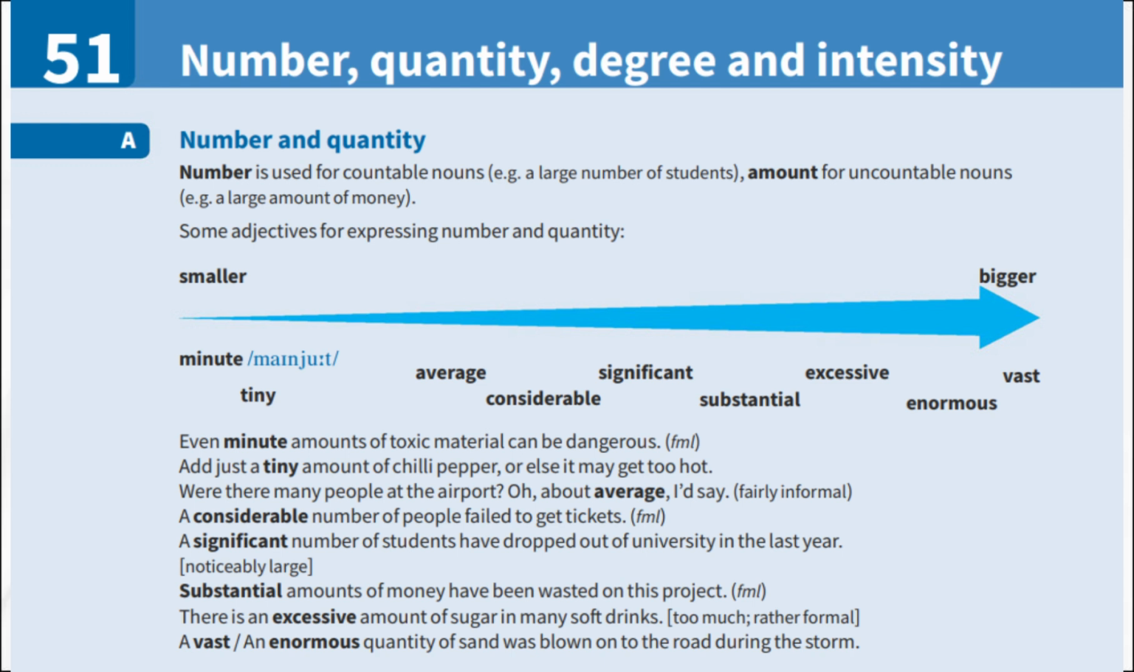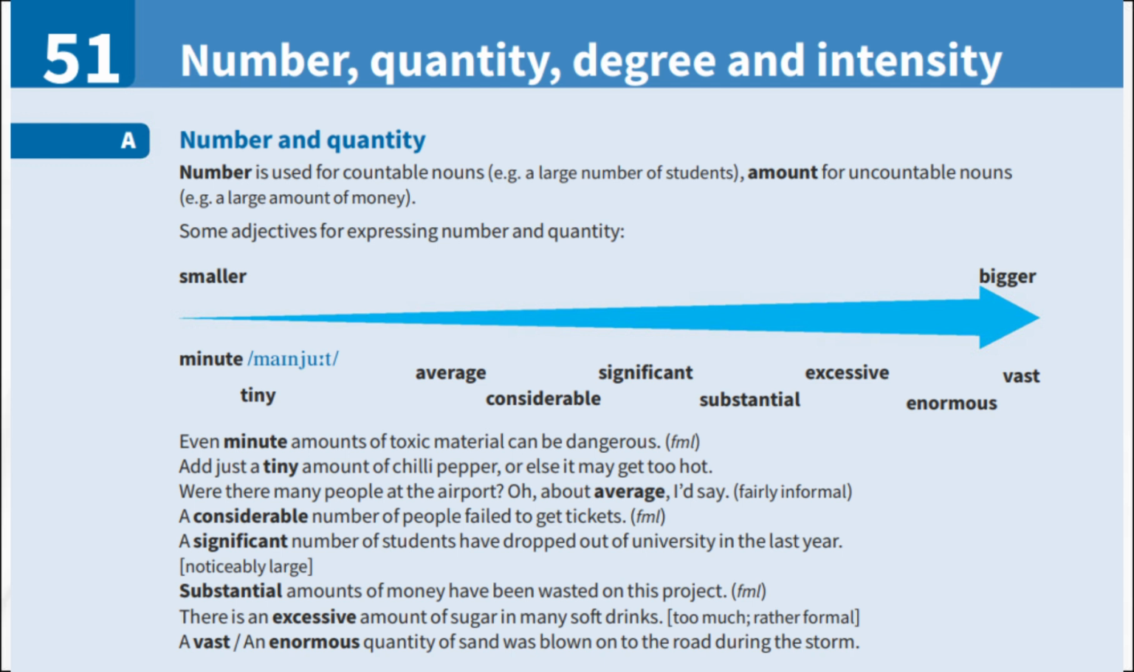There is minute, pronounced minjut, which means very small. Even minute amounts of toxic material can be dangerous. This is quite formal. Tiny means very small. For example, add just a tiny amount of chili pepper, or else it may get too hot. Average means typical or middle. For example, were there many people at the airport? Oh, about average, I would say.